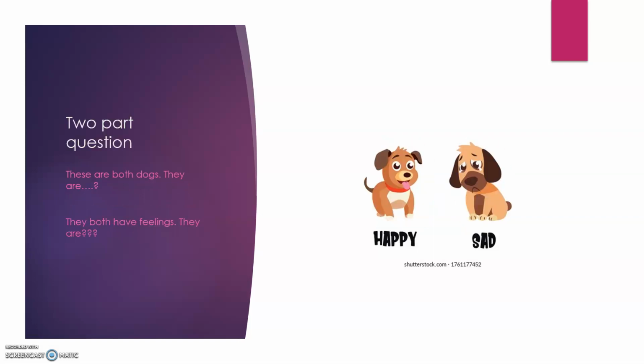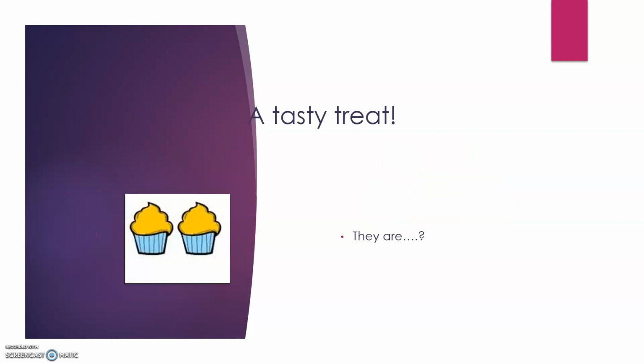This is a two-part question, so you will put down two different answers. These are both dogs, so they would be, these dogs have feelings. One is happy, the other one is sad. So they are... Ooh, a tasty treat. What do these look like? Are they the same or are they different?